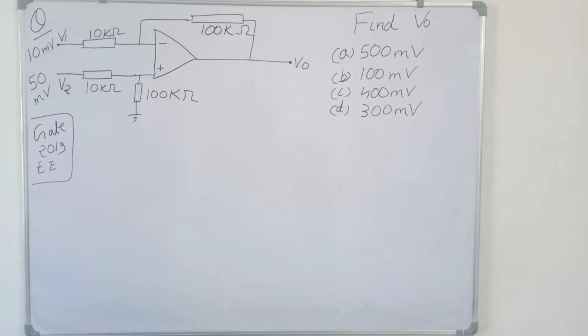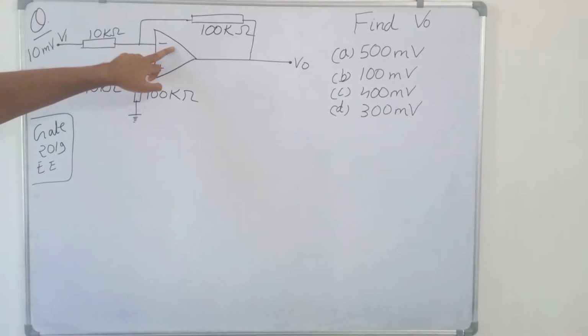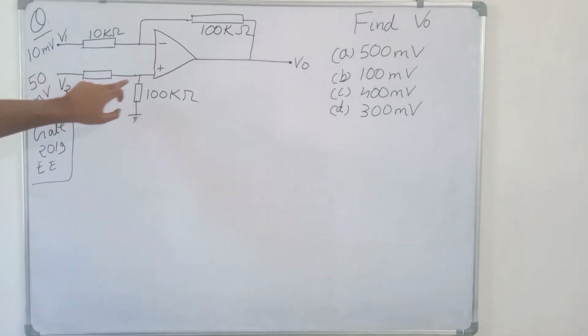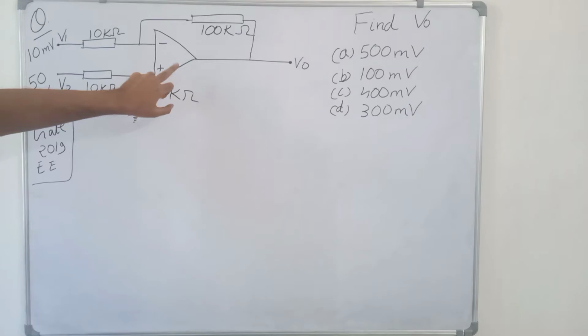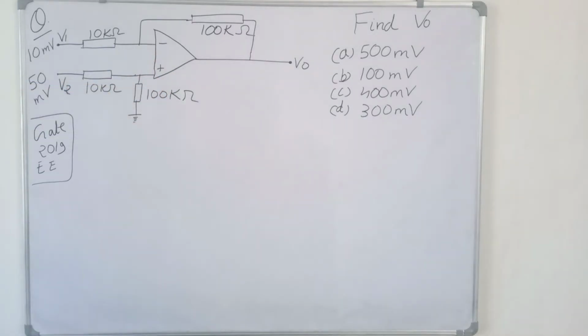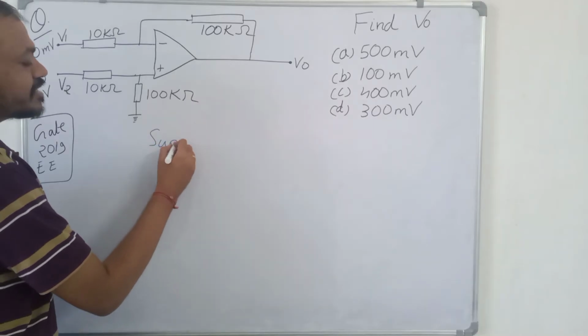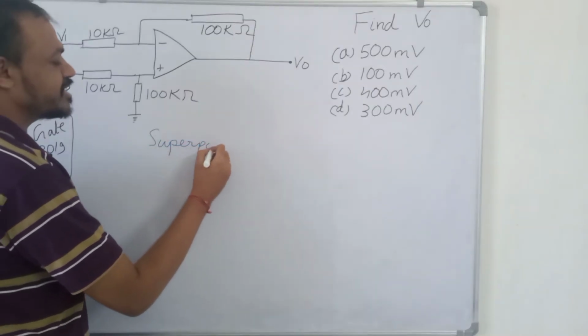So basically there are two voltages given. One voltage is at the inverting terminal of the op-amp. This is the inverting terminal of the op-amp. And this voltage V2 is at the non-inverting terminal of the op-amp. This terminal with the positive sign is called the non-inverting terminal of the op-amp. So we can easily apply the superposition principle, because there are two different voltages.